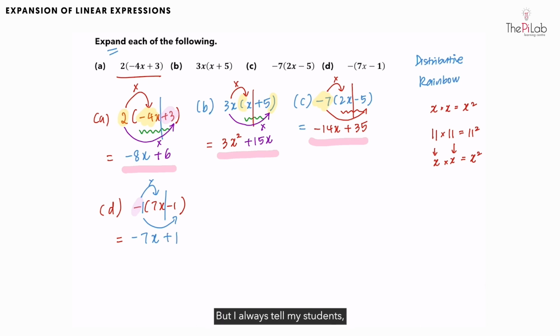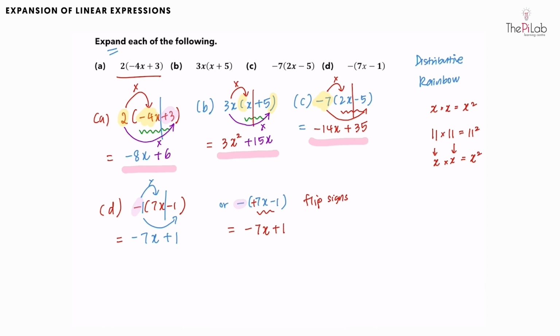But I always tell my students, there's always a shortcut to remember. Every time you have a negative sign outside, the fastest way to do it would be to ask yourself, okay, in my brackets, what are the signs of the terms? I have a plus 7x, minus 1. So when the brackets go away, what is this minus sign going to do to every single term in the bracket? It's going to flip the signs. So instead of 7x, I'm going to end up with negative 7x. Instead of negative 1, I'm going to end up with plus 1. So that's it for this question.